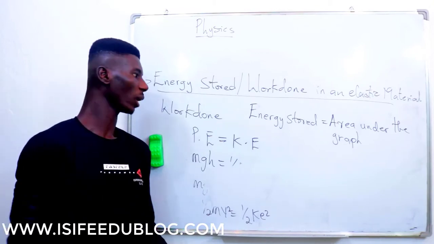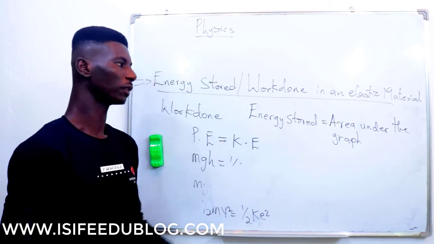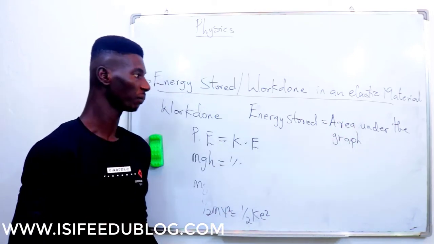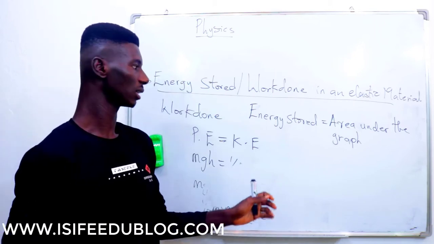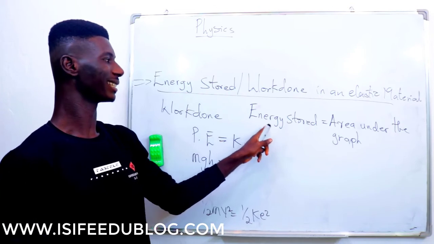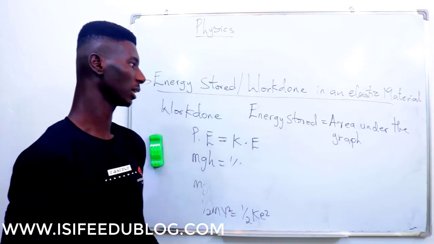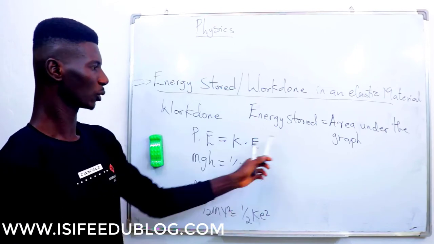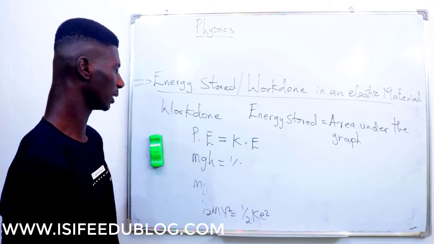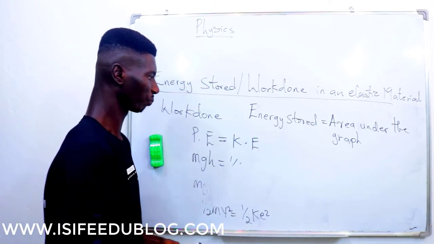Sometimes for those writing WAEC, they will ask you, what is the significance of the area under the graph of an elastic material? In that case, what they are asking you is, what does it mean? What it means there is that it is the energy stored or the work done by that elastic material. That is the significance. So this part of elasticity is not that popular. So please note this. Okay, now let's see how the question appears.